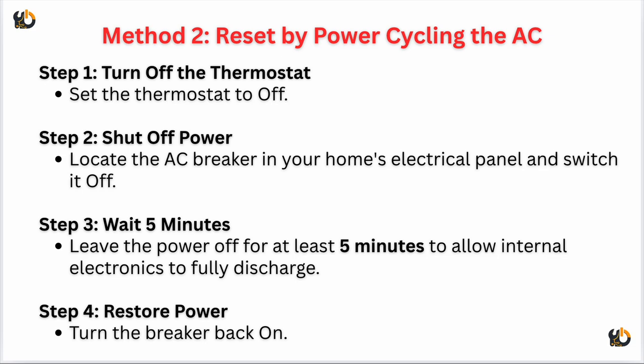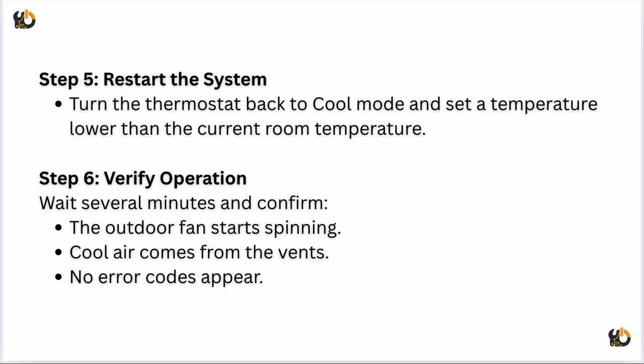Step 3, wait 5 minutes. Leave the power off for at least 5 minutes to allow internal electronics to fully discharge. Step 4, restore power. Turn the breaker back on. Step 5, restart the system. Turn the thermostat back to cool mode and set a temperature lower than the current room temperature.